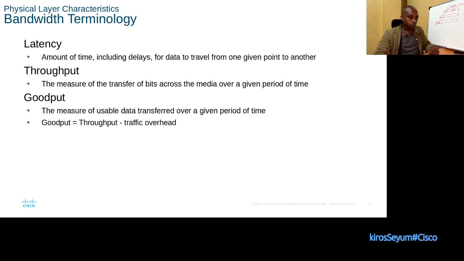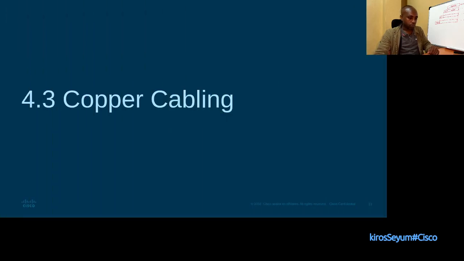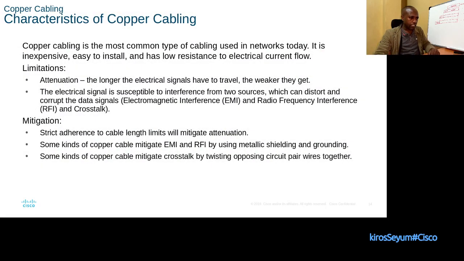It is called goodput. These are terms. So now we have what we call cable characteristics. Cables, commonly we use Ethernet cables for transmission. So these cables may have some characteristics.